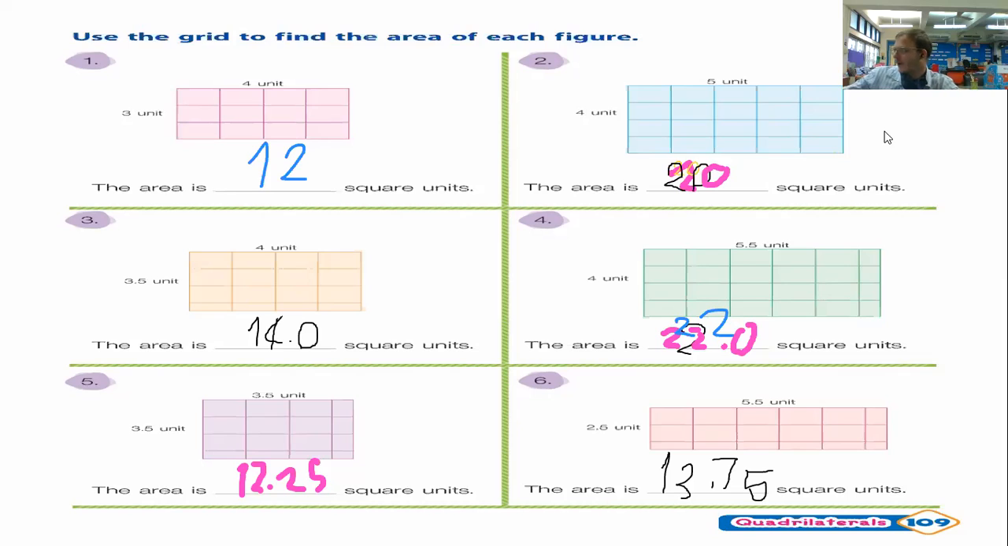Okay, let's go to number 1. Over here. 1, 2, 3, 4, 5, 6, 7, 8, 9, 10, 11, 12. Excellent. That's correct. Next one over here. 1, 2, 3, 4, 5. 1, 2, 3, 4. 4 times 5 equals 20. Excellent. The one over here we did in the example as well. 1, 2, 3, 4, 5, 6, 7, 8, 9, 10, 11, 12. 2 halves. 13, 14.